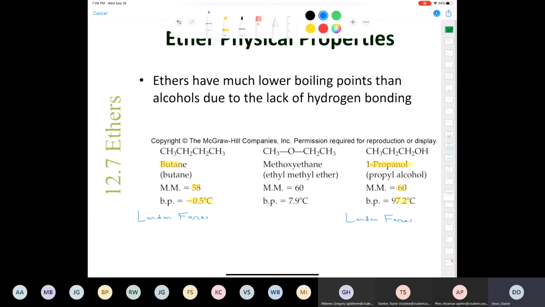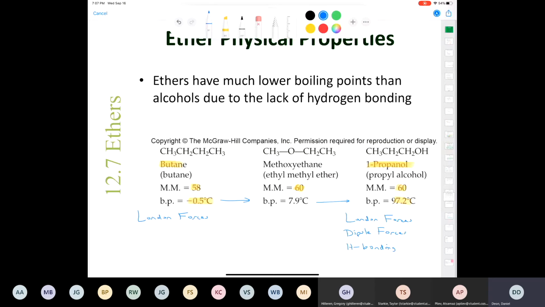And then we said 1-propanol also has dipole forces because there's a dipole between the carbon and the oxygen and the hydrogen and the oxygen. But we said what makes 1-propanol have this really high boiling point is that it has the capability to do hydrogen bonding. Well, if you look at ethyl methyl ether, which has a molar mass very similar to the other two, you see that its boiling point is somewhere in between, right? It's higher than that of the alkane, but it's lower than that of the alcohol.